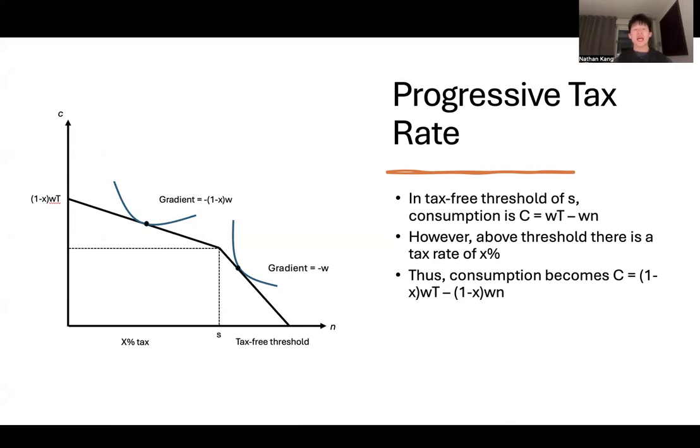This is important because now, if you are a higher income earner who is being taxed at X%, you are earning less from each hour of work that you put in as compared to a worker under the tax-free threshold, because they have a steeper budget line.